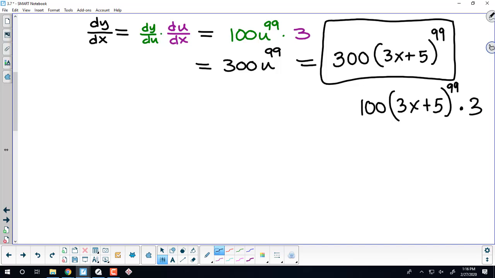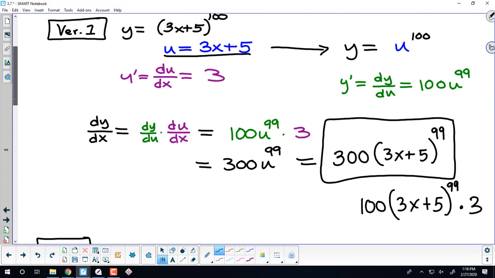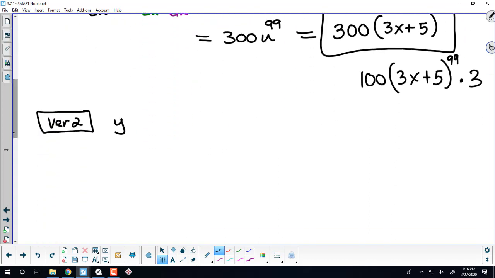The second version says that we have this function here. To find its derivative, we have to take the derivative of the outside function, but leave the inner function alone. Okay? So our outer function here is just something to the 100th power. How do we take the derivative of that? We use the power rule.